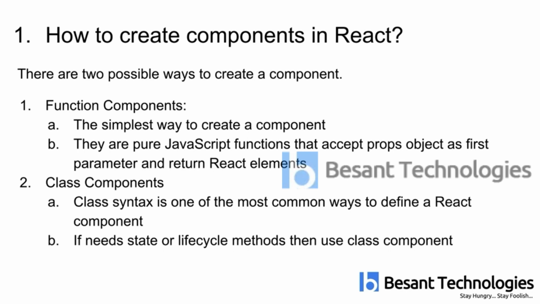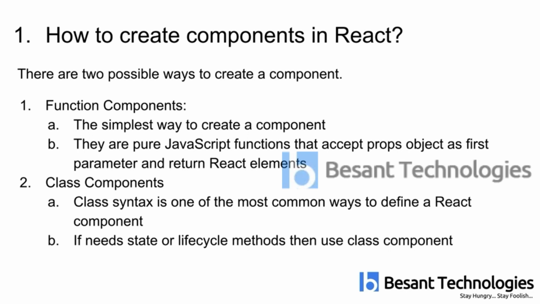Then the second one is a class-based component. In a class-based component, we can also use an ES6, which is ECMAScript 6, class to define a component. So those are the two types of creating a component in React.js. In class-based components, if we need a state or lifecycle method, then we need to go for a class-based component. And the class syntax is one of the most common ways to define a React component.